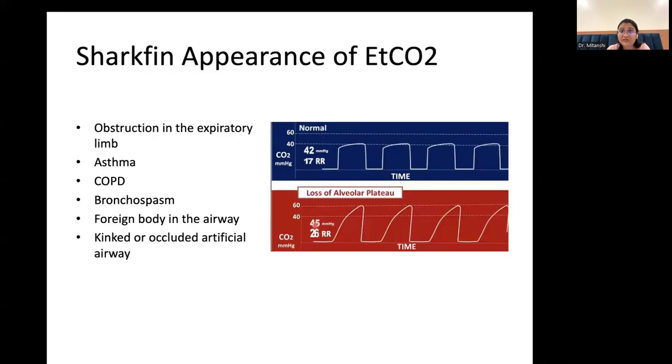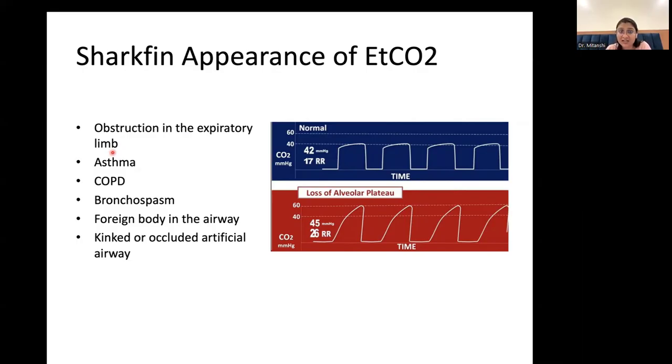Okay. Shark fin appearance. This is a very important shape of the capnograph that you have to remember. You see, the alveolar plateau is taken away here. Loss of alveolar plateau causes the shark fin appearance. So, obstruction in the expiratory limb. The patient is not able to expire well.